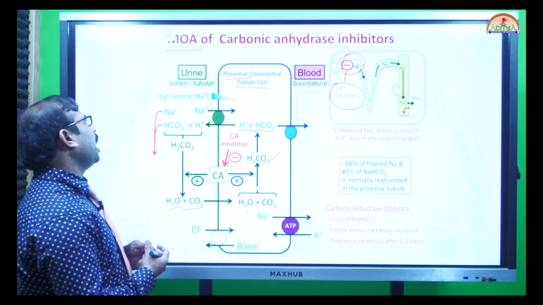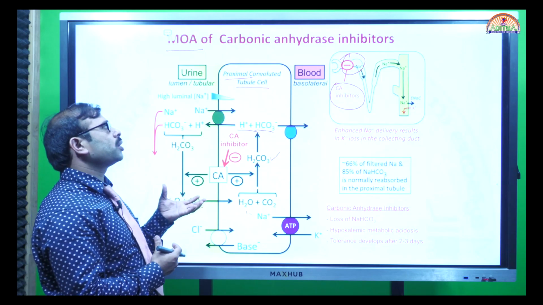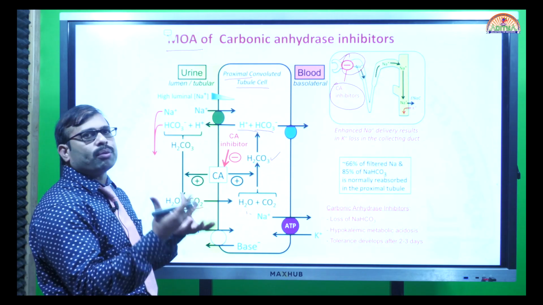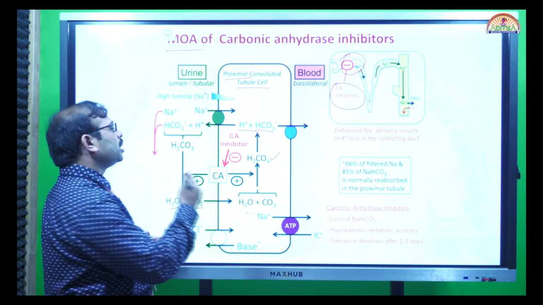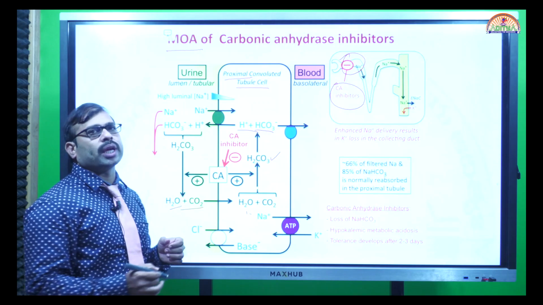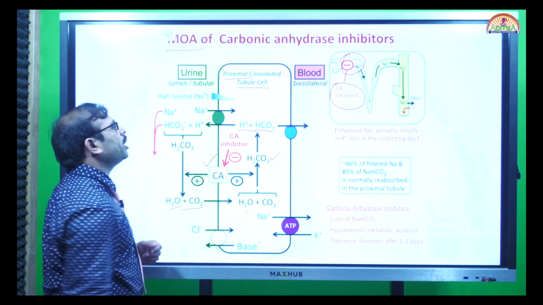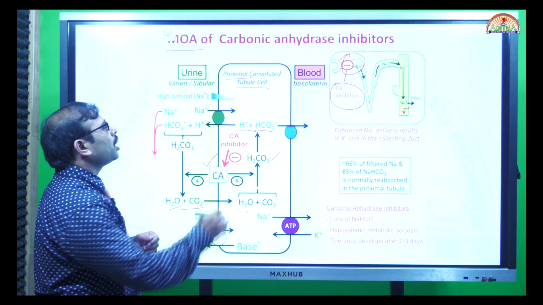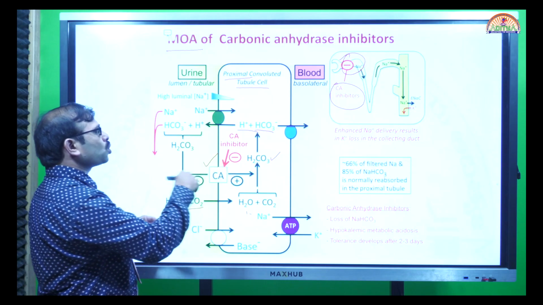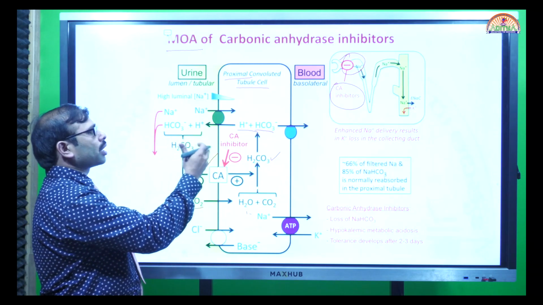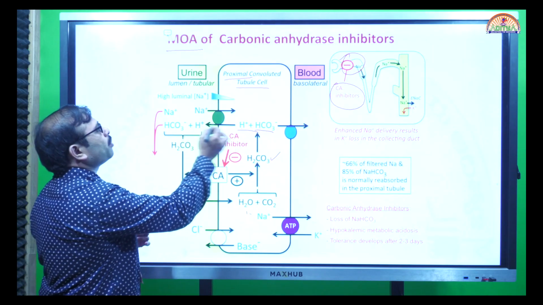But when it comes to the inhibitors, carbonic anhydrase is an enzyme, and certain molecules have been developed that act by inhibiting the carbonic anhydrase enzyme. The moment they inhibit the CA enzyme, what will happen? The natural process of exchange of H plus and Na plus ions will take place.